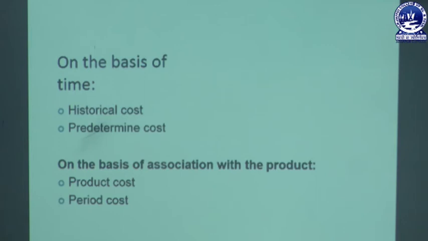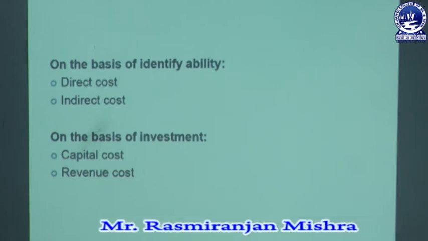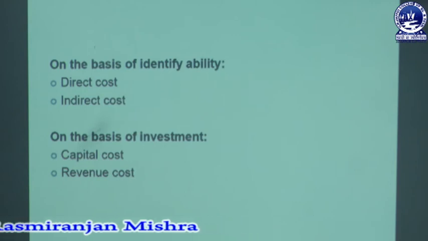Then on the basis of association with the product, the cost may be product cost and period cost. Product cost is the cost which is directly related to producing a product, but in case of a period cost, the cost is related to time. With the passage of time, the cost also increases or decreases. That's why it is called a period cost. Then on the basis of identifiability, one is direct cost, that means the cost which is directly incurred for producing a product or providing a service.